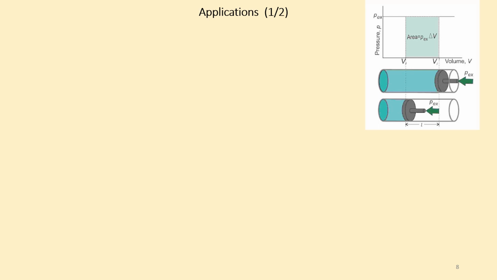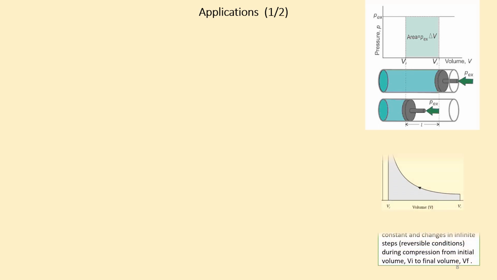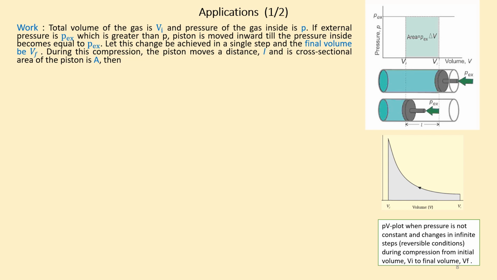Consider a cylinder which contains 1 mole of an ideal gas fitted with a frictionless piston. The total initial volume of gas is Vi and the pressure of the gas inside is P. If the external pressure Pex here in this diagram is greater than P, the pressure inside, the piston is moved inward till the pressure inside is equal to the pressure outside.